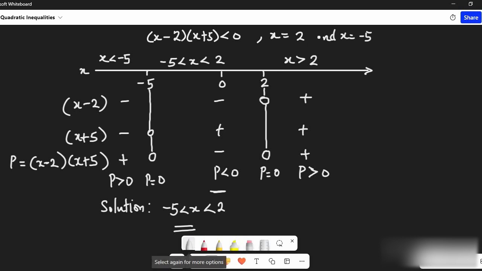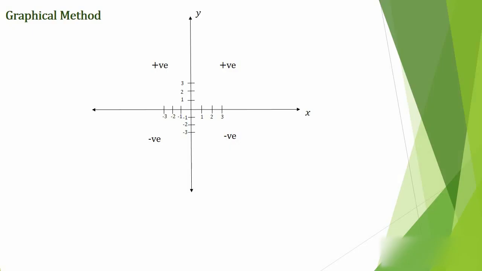Let's write this clearly. Alright, so this is the solution to the inequality. Now we move to the next phase, which is the graphical method. We're going to learn how to use the graphical method to solve quadratic inequalities. Alright, so now we move to the graphical method.